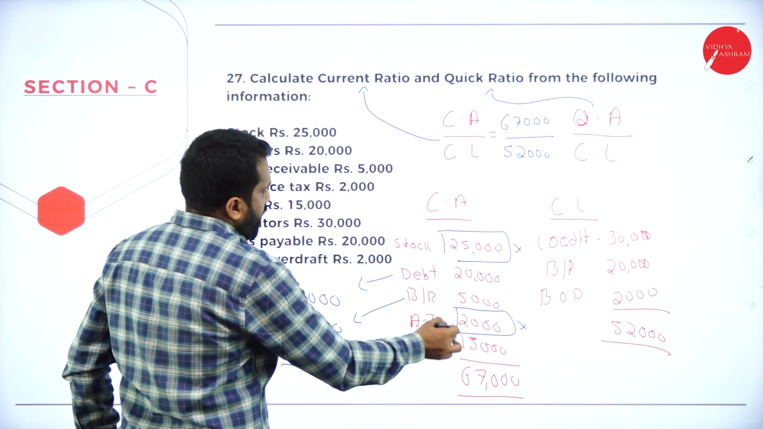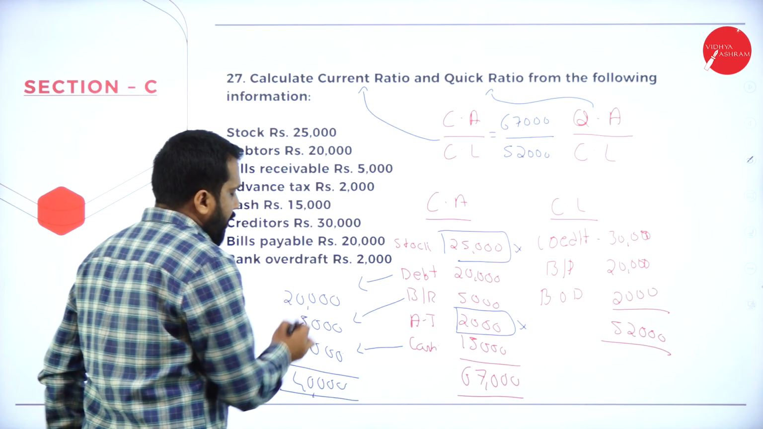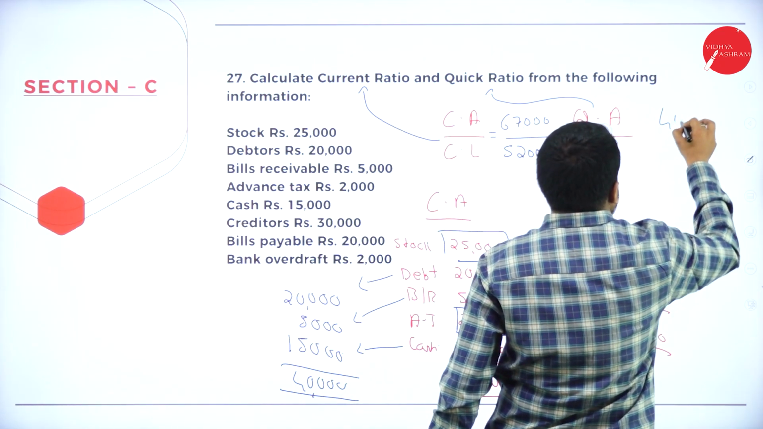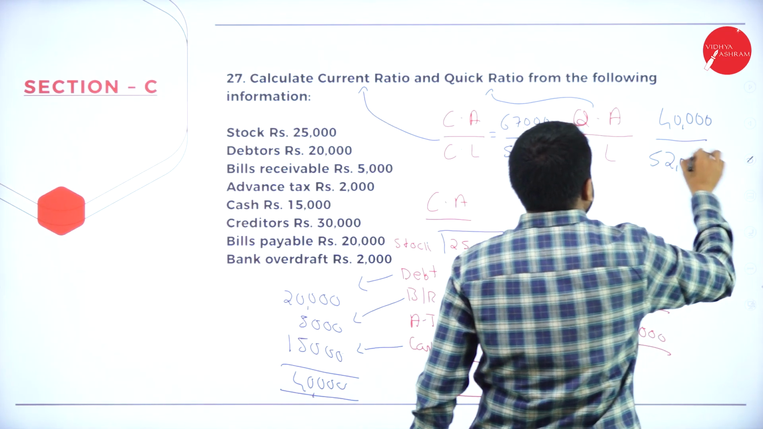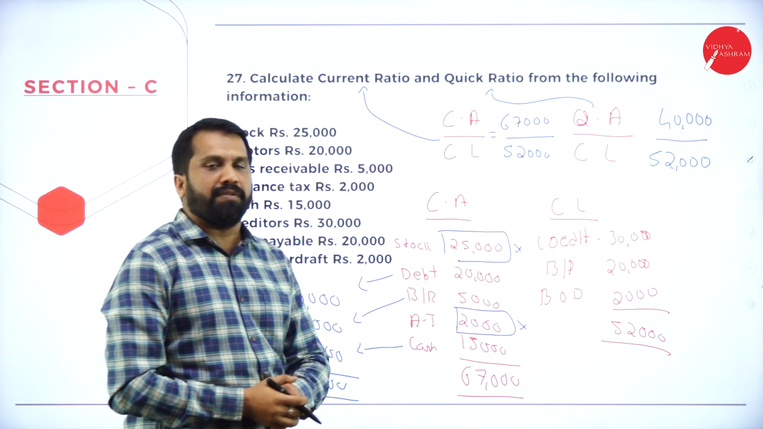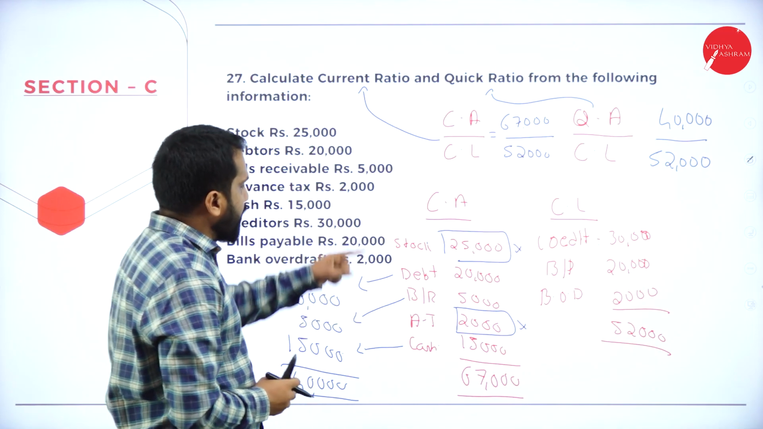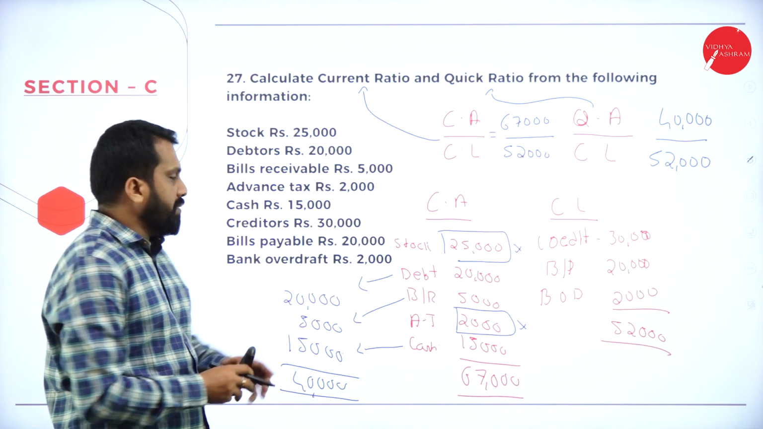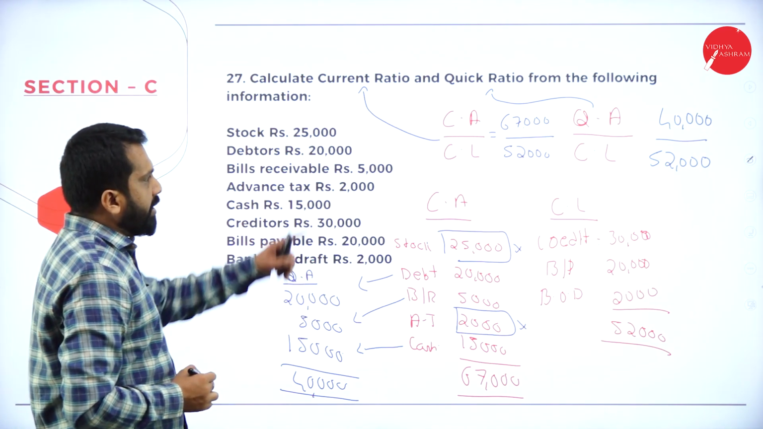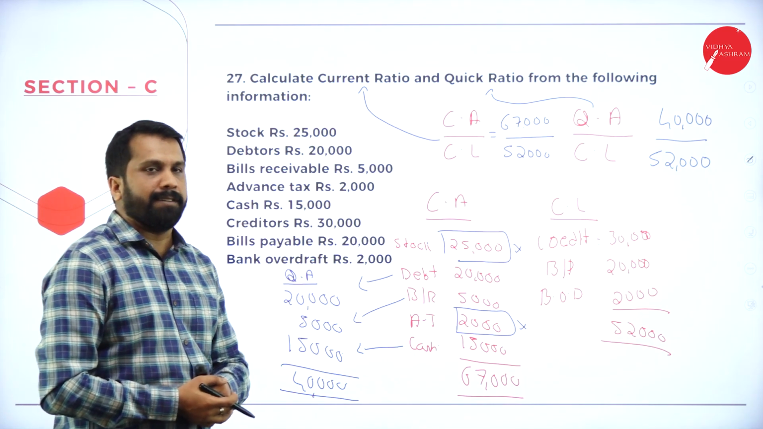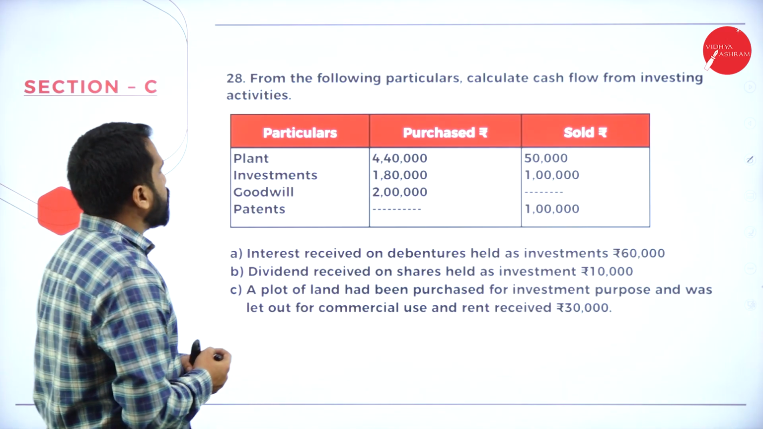How much? 25 plus 20, 35, 40,000. Now calculate your answer. Quick asset is 40,000 and this will be 50,000. Divide, you will get your answer for quick ratio. Any doubt in this? No. Current asset we calculated, current liability we calculated, quick asset also we calculated, and if you divide, you will get your answer. Now I'll go back to all your previous ones. Before that, we have one more last question.